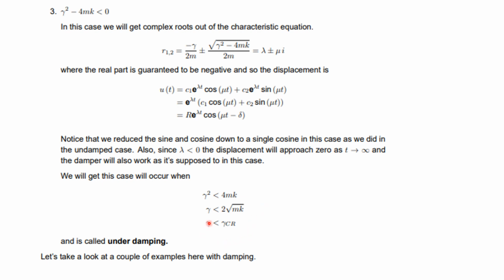But here you have from up here that gamma squared is less than 4mk, so taking square roots, gamma is less than 2 square root of mk, which is the critical coefficient. This is called underdamping. Okay, let's finally look at some examples of this.